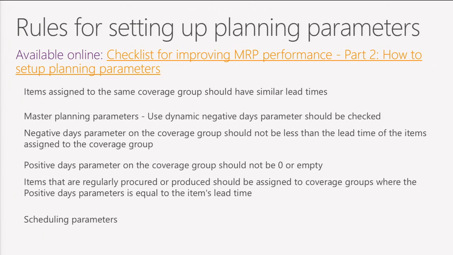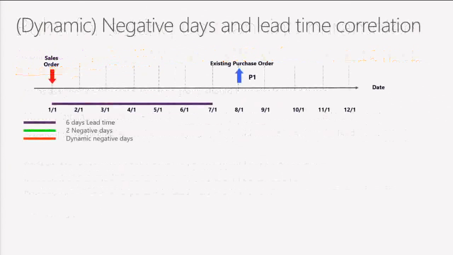But be careful that if you have a long-running optimization set, you will be losing a lot of time in production scheduling during MRP. So that said, the next slides are all about the relationship between the dynamic negative days and the lead time of the items, and also why you should always have the use dynamic negative days checkbox checked.